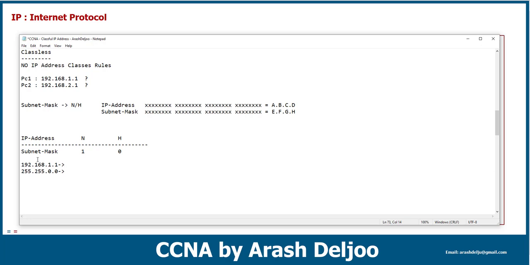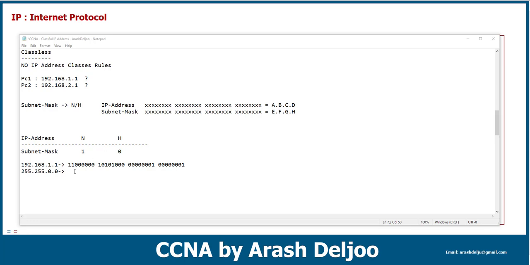192 is equal to, for example, 11000000. This is the 192. After that 168 is 10101000. This is the 168, and then 00000001, and after that 00000001. This is the 192.168.1.1 in binary representation.